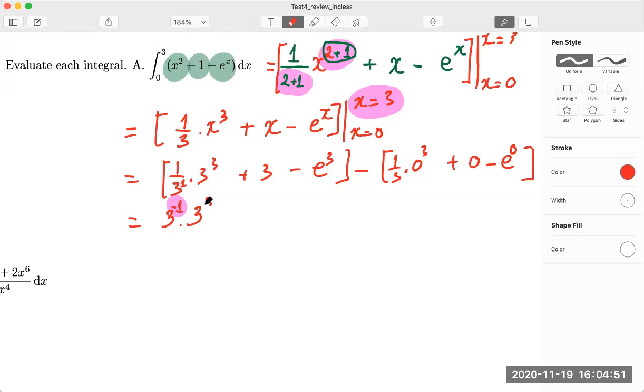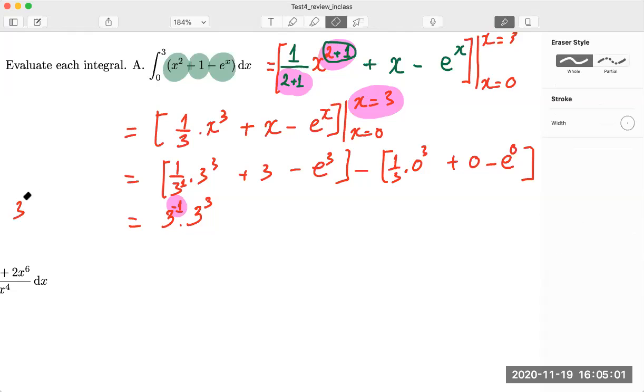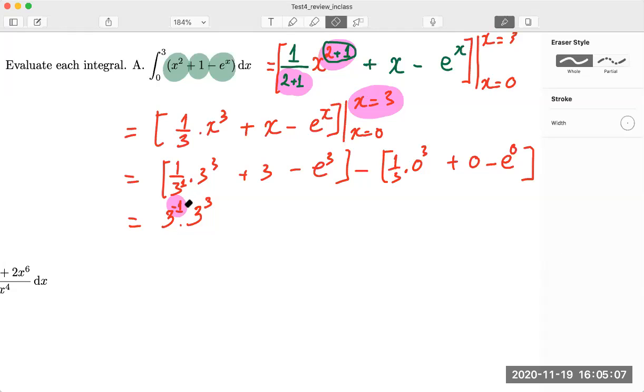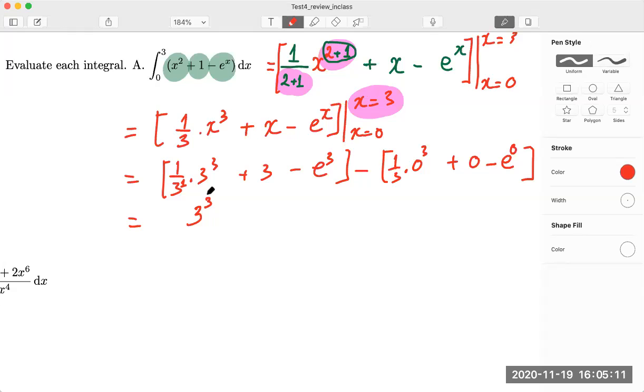This is 3 to the 1. And here is 3 to the 3, okay? And the power rule tells us we'll just add those together. Very good. That is why we have 3 to the power 3 minus 1, which is 3 to the 2. Yeah, that's it. Very good.